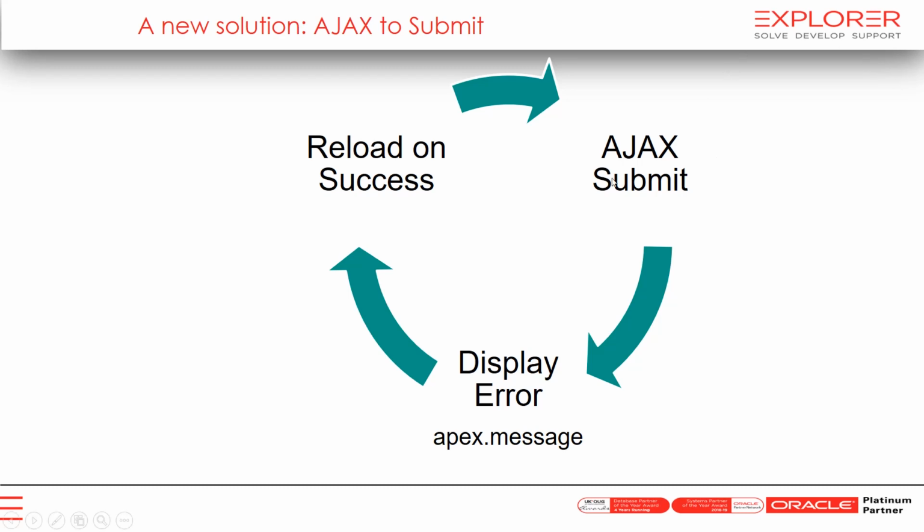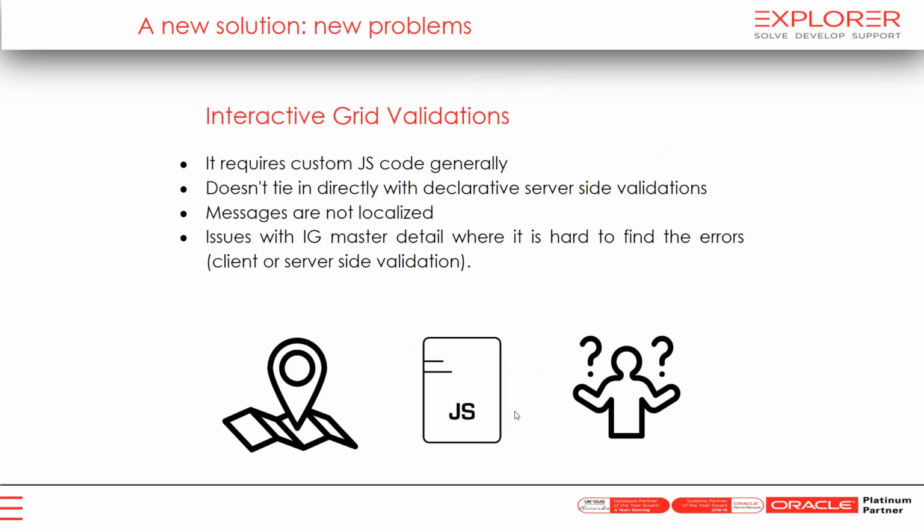So you fill in the page, you submit it through Apex, and an error will be displayed. So you need a new way of displaying errors, which is the Apex message, and then you reload on success. Now that's set at page level. You can change that to always or reload on success. If you have a grid on the page, you cannot save the page unless you set that to be reload on success. So new solution, new problems.